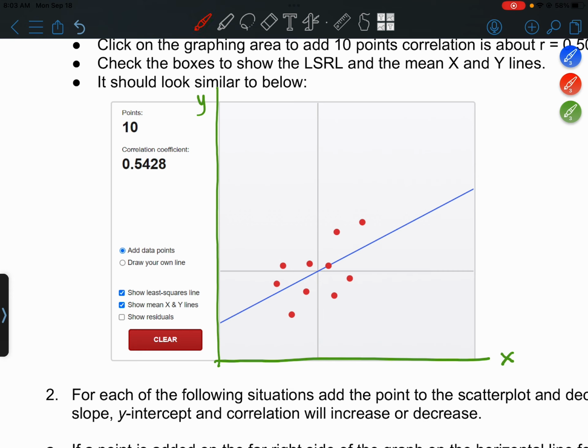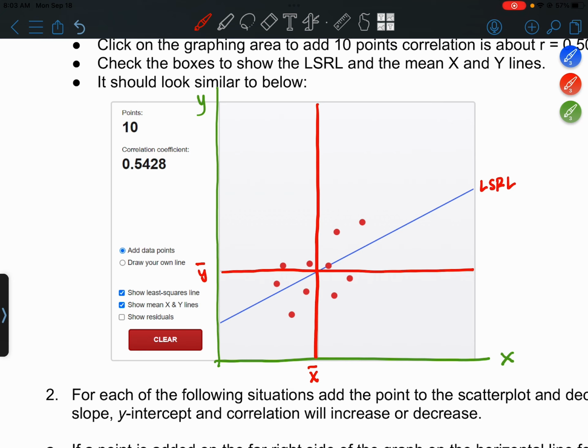All right, now the blue line, that's going to be our least squares regression line. Okay. And then those other two lines that kind of form a crosshair, those represent the average y value of the points and the average x value. So this horizontal line represents the average y value of the points, and this vertical line would represent the average of the x values.